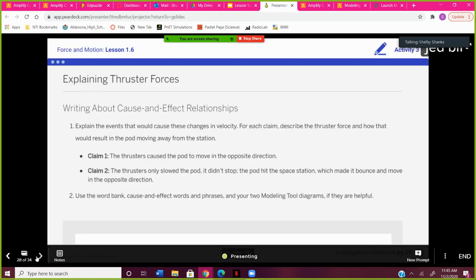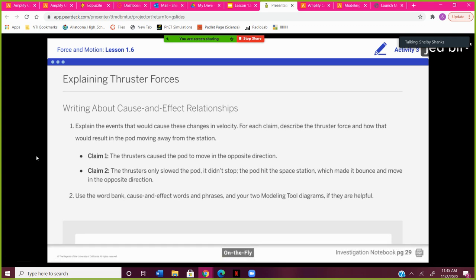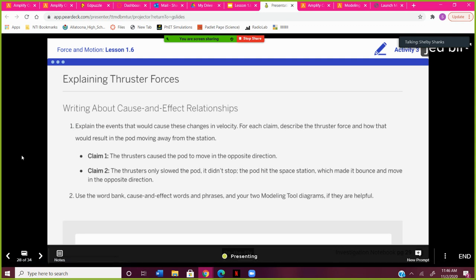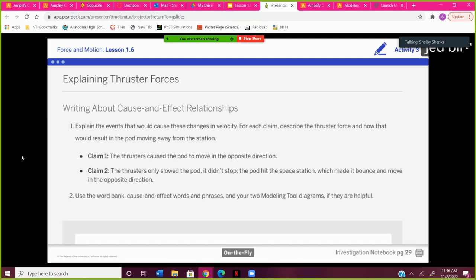Okay, so this page, this is what you're going to go to if you want to go ahead and click on it. We're going to be writing about the cause and effect relationships. And so I'm going to read the directions real quick before you get started. If you understand what we're doing and you want to go ahead and go, you can. It says to explain the events that would cause these changes in velocity. For each claim, you're going to describe the thruster force and how that would result in the pod moving away from the space station. So you're given claim 1 and claim 2 right there. What you're going to do is use the word bank, the cause and effect words and phrases, and your two modeling tool diagrams if they are helpful.